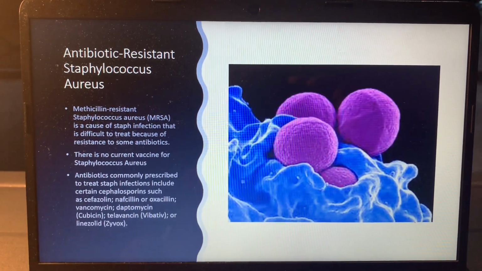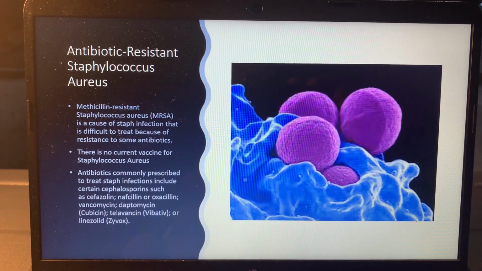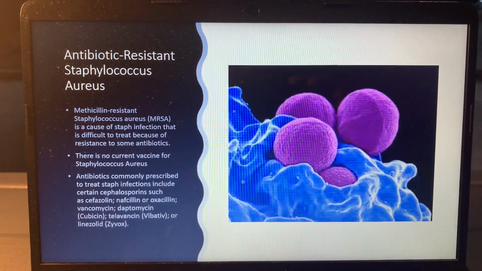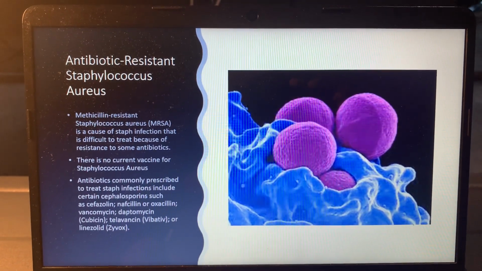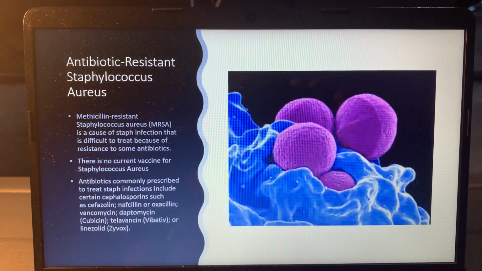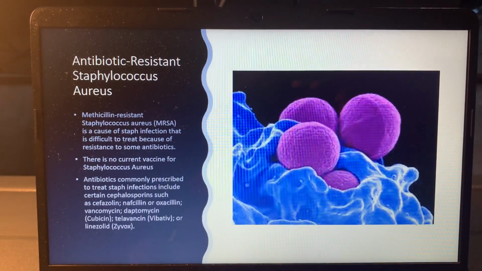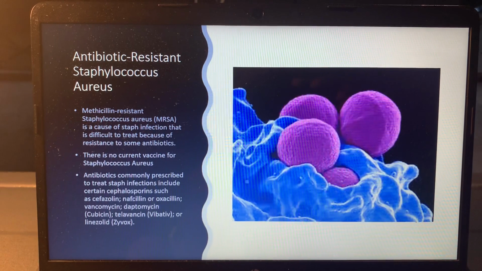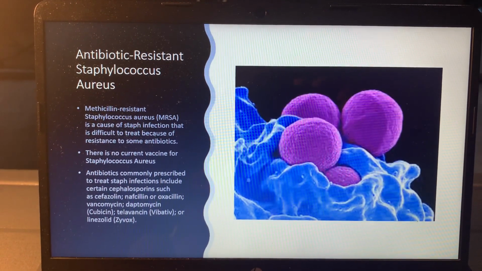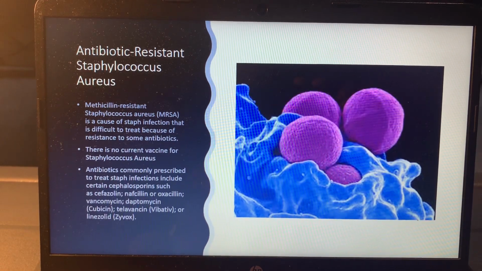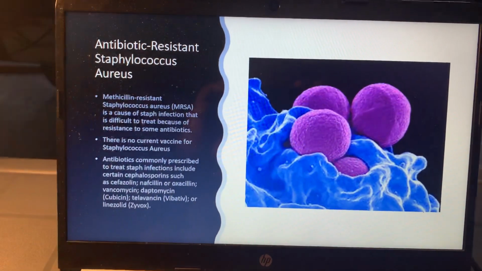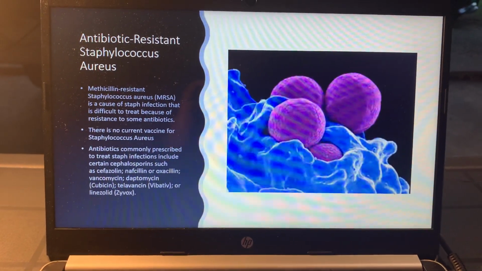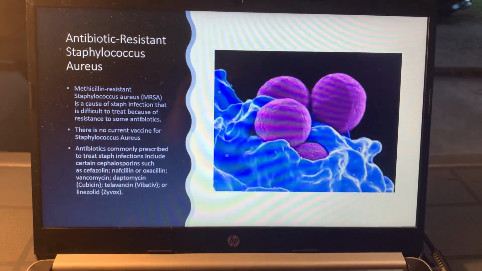However, antibiotics that are commonly prescribed to treat staph infections include certain cephalosporins, such as cefazolin, nafcillin, oxacillin, vancomycin, and daptomycin. And we also have tedizolid or linezolid. Those are the antibiotics that work well against staph infection.